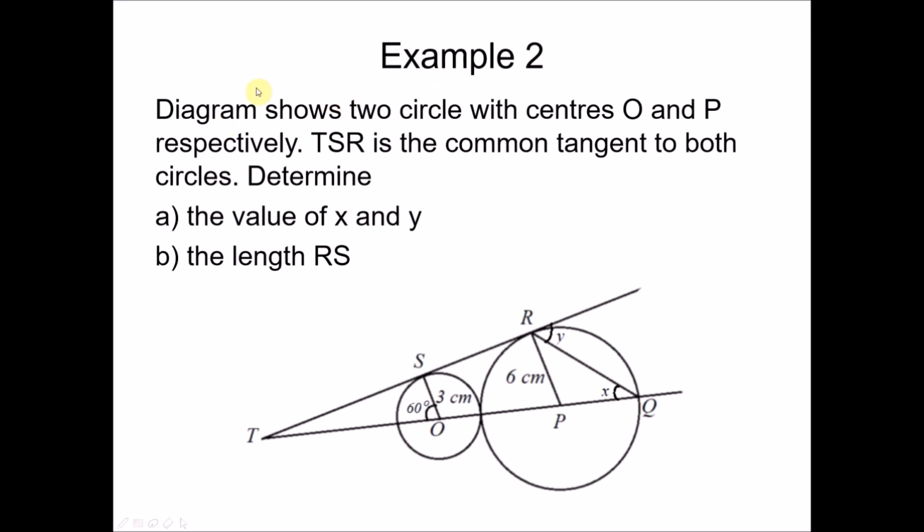Example number 2. The diagram shows two circles with center O and center P. TSR is the common tangent to both circles. Determine the value of x here and y here, and also the length of RS.